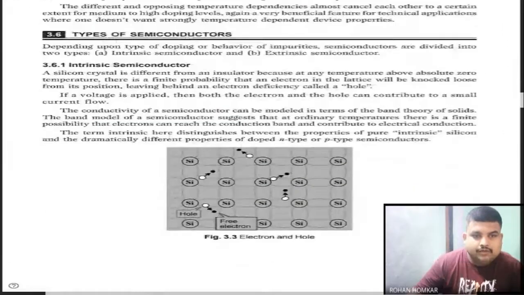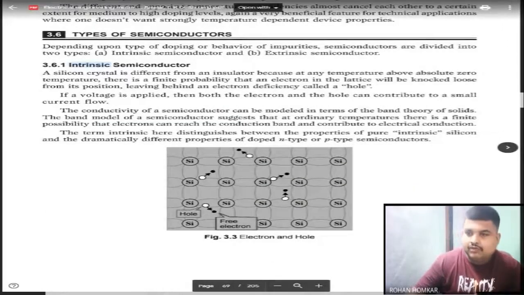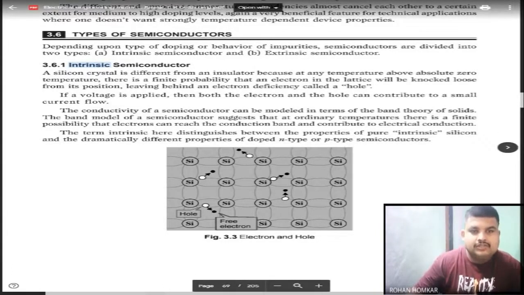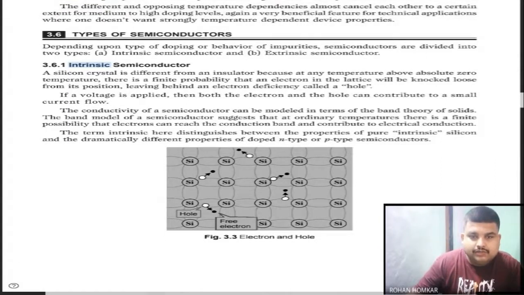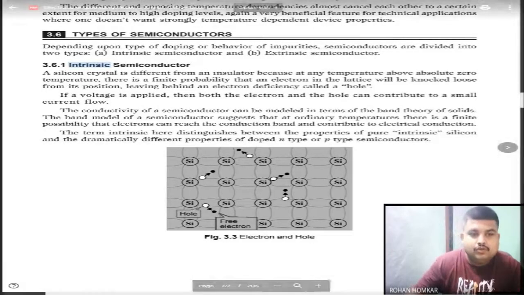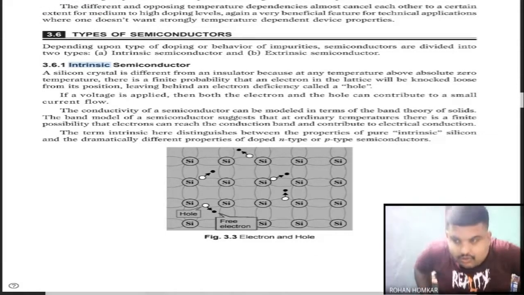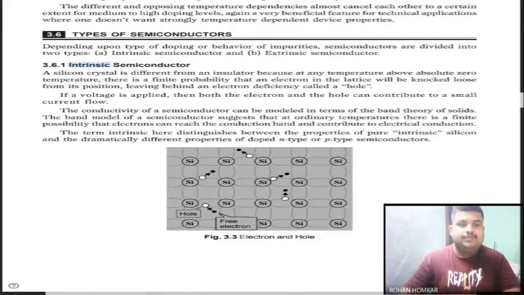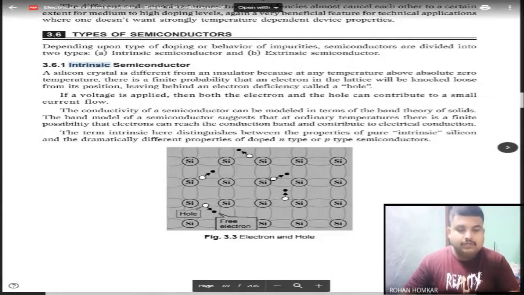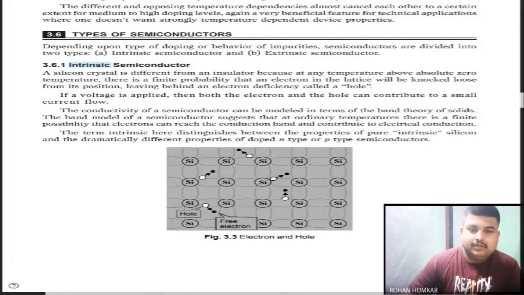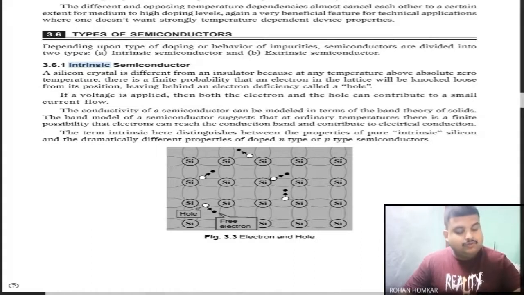This is the electron and hole structure. This is what I was talking about, the intrinsic semiconductor. An intrinsic semiconductor is like a silicon crystal, a different form of an insulator, because at temperatures above absolute zero there is a finite probability that electrons in this structure will be loosed from their position and create a hole, or we can say an electron deficiency. Now if we apply voltage across this material, then the electron and hole can contribute to the flow of current.